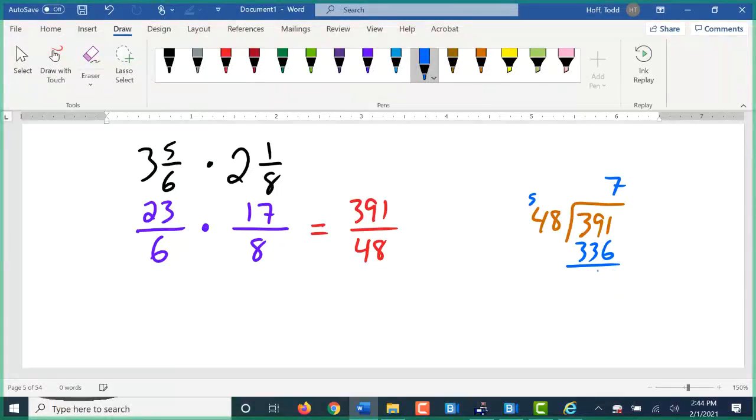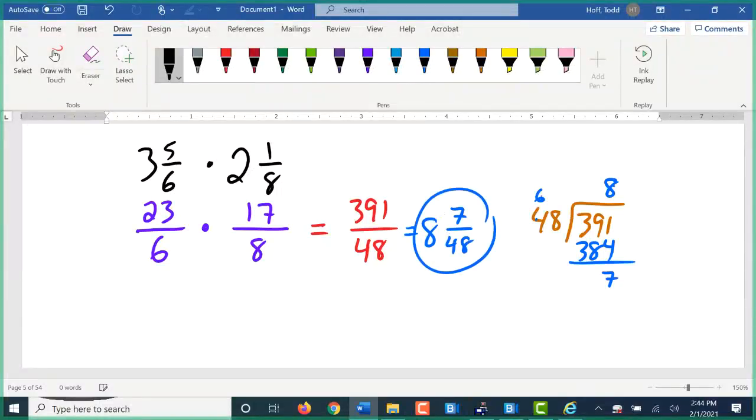Well, how did I know it could go more than 7 times? Perfect. 55 is bigger than 48. So let's try 8 instead of 7. 8 times 8 is 64, so 4 carries 6. 8 times 4 is 32 plus 6 is 38. We subtract, there's 7 left over. So this is 8, 7, 48. Not a real pleasant number.